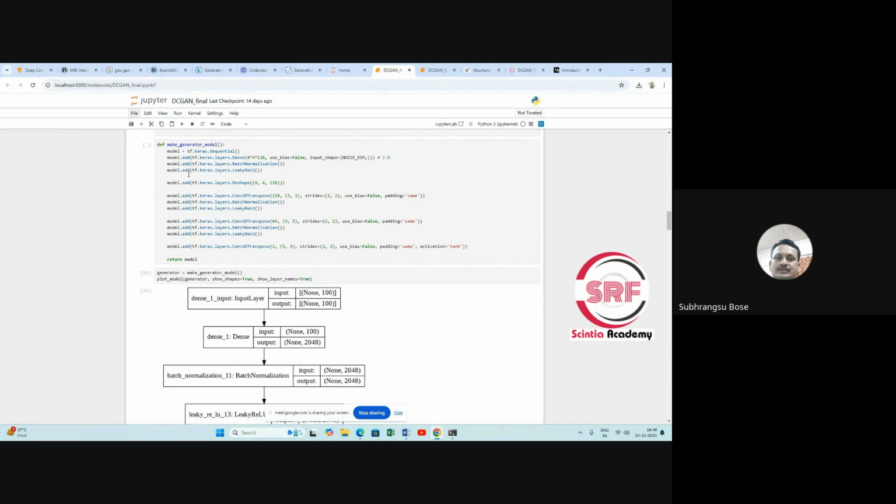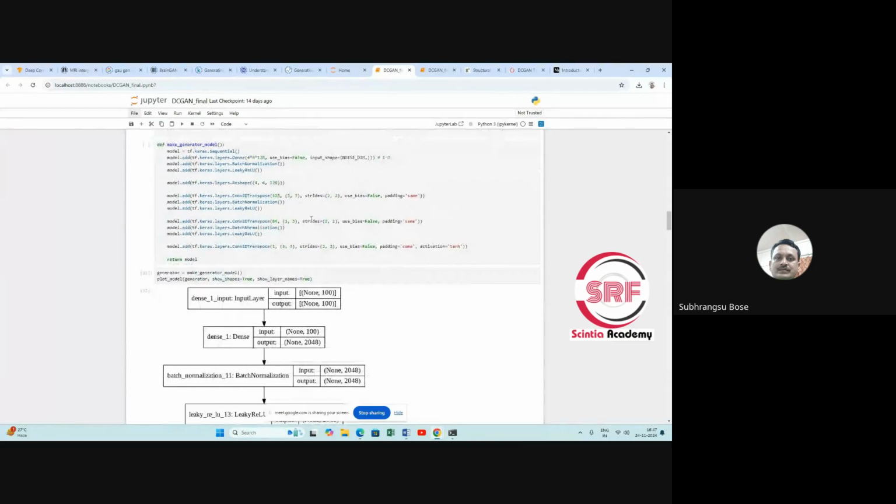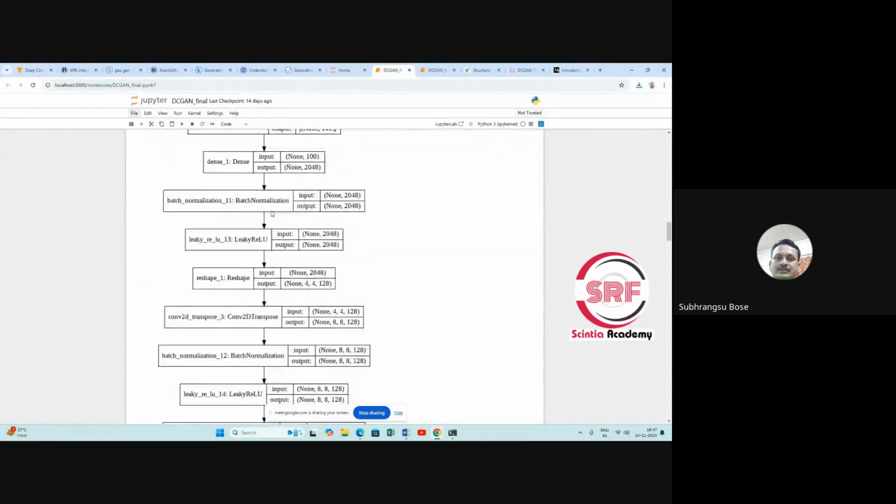The model is tf.Sequential. Sequential means iteration is necessary here. First layer 4 by 4 by 128, second layer 3 by 3 with 128, third 64 with 3 by 3, and 1 with 3 by 3. Just the channel is reduced here. The channel is reduced, but height and width are kept. Okay, there's this one.